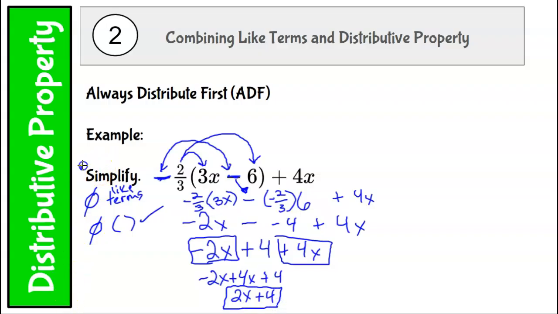Okay, just a little note because I just have to say this. We're simplifying here. We're not solving. You're not solving this problem. We can't solve this problem. I could ask you, what is x? And the answer is, we don't know what x is. We can't figure out what x is. We can't figure it out because it's not an equation. You can only tell me what x is if it's an equation.